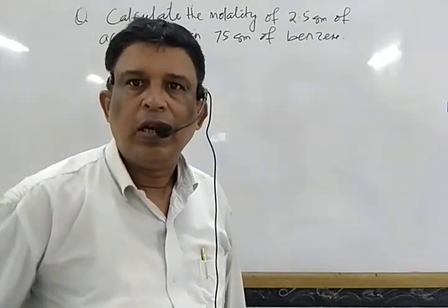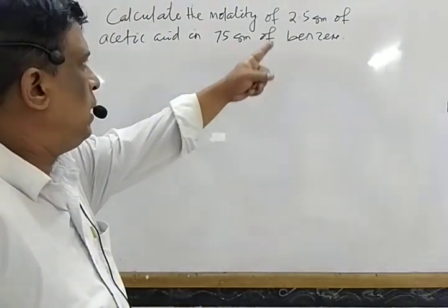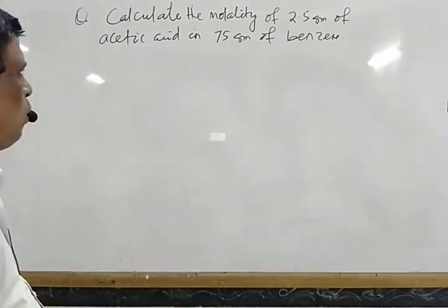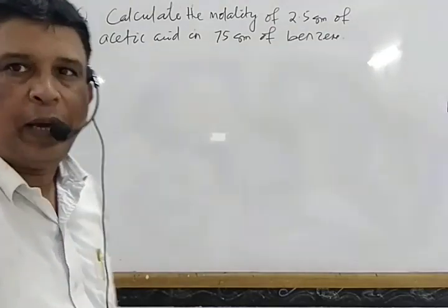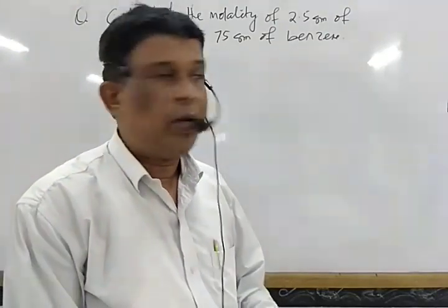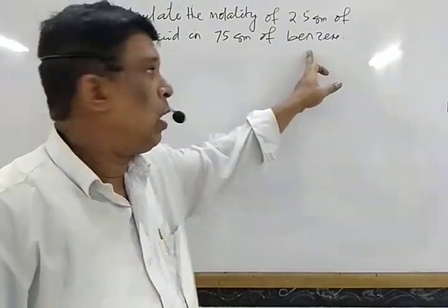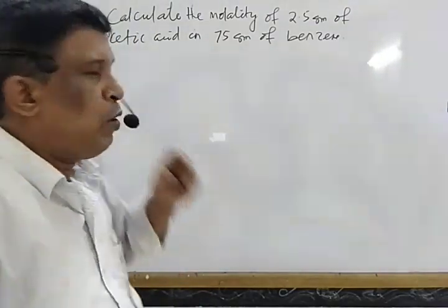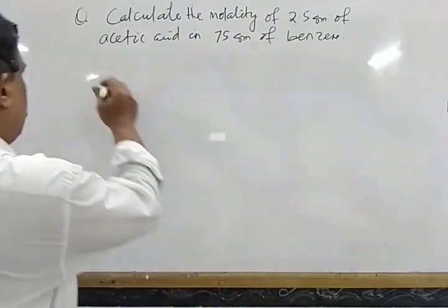Mark the question. What is the data given? Calculate the molality of 2.5 gram of acetic acid present in 75 gram of benzene. So here, 75 gram of benzene is known as the solvent, and 2.5 gram of acetic acid is known as the solute. So we know the formula. Answer.